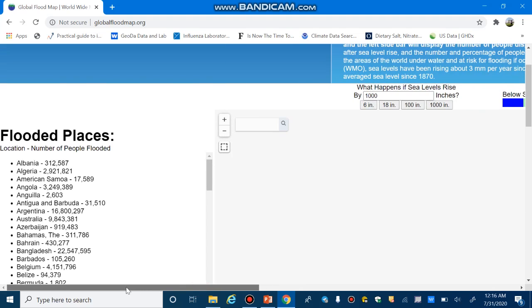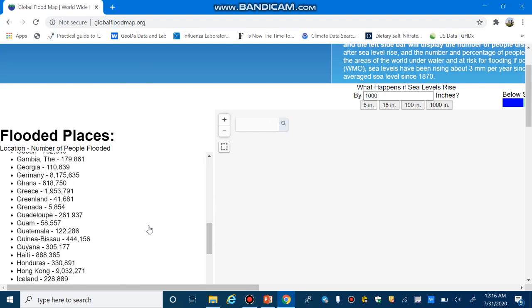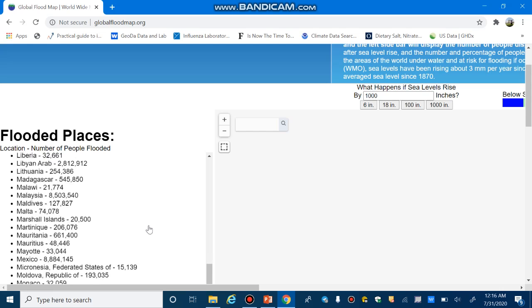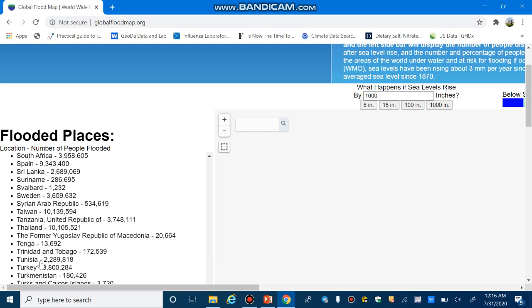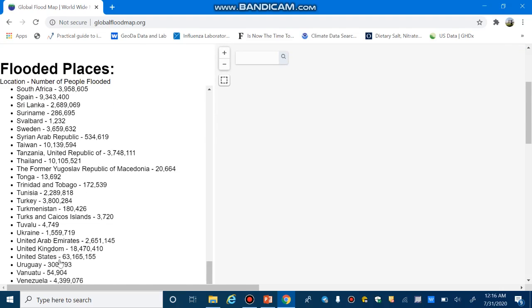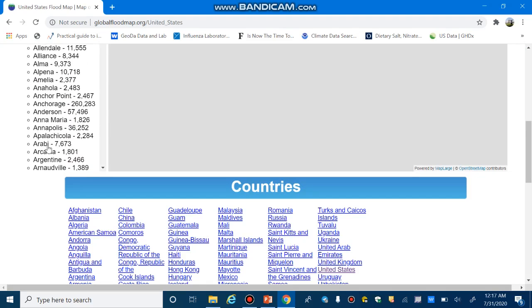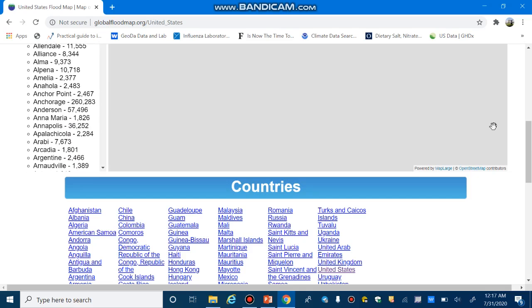And also here, when you select something and then click on that, you can see the number of people flooded for each country. And not only is it based on the country, it can also be based on the area. For example, in the United States, it's based on the area, and it has provided the number of flooded people.